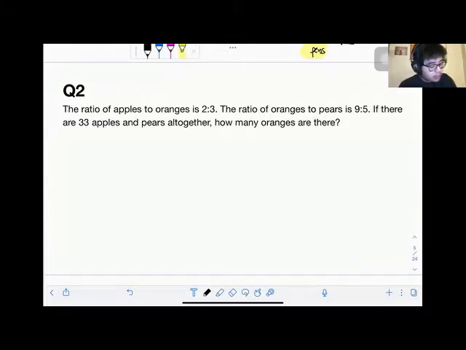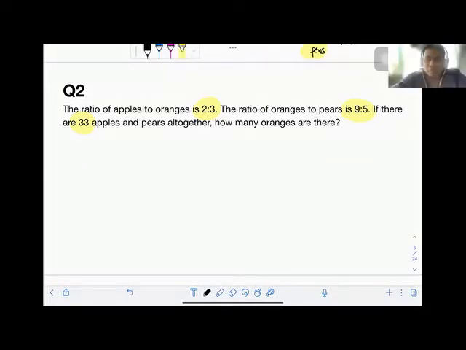Basahin ko po muna for everyone and then we can start on the question. So question 2, the ratio of apples to oranges is 2:3. The ratio of oranges to pears is 9:5. If there are 33 apples and pears altogether, how many oranges are there? So Sir Darius, ano po muna yung mga boxes na gusto nating i-drawing?